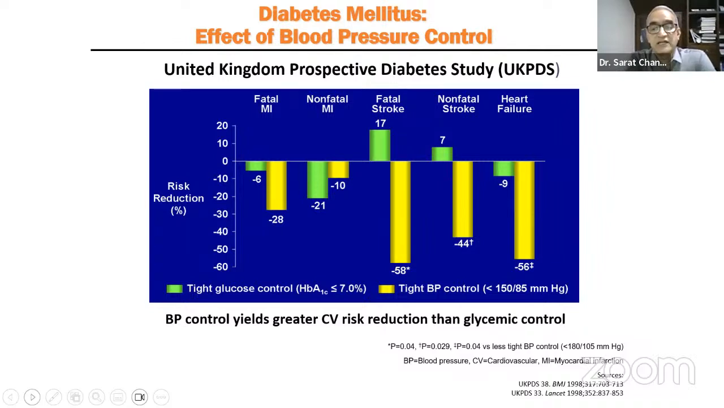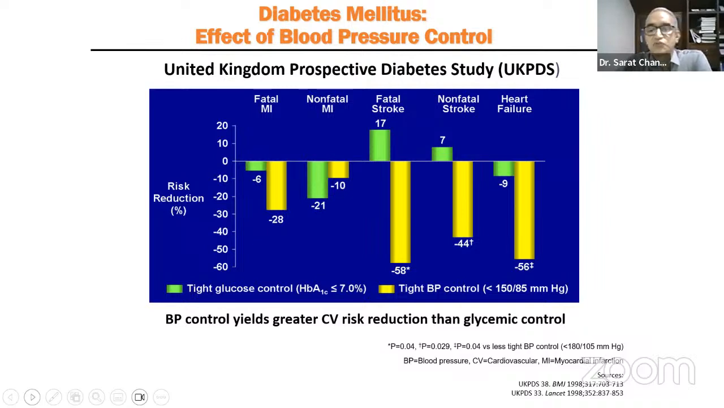Now, this is the first trial that brought to the world's attention that if you give tight control of diabetes, you make the chances of a diabetic patient developing various complications considerably less. The same thing is exemplified in this slide. Control of diabetes is important, but control of blood pressure is even more important. The yellow bars represent control of hypertension. The green represents control of diabetes. The control of hypertension has made a much bigger difference than the control of diabetes.